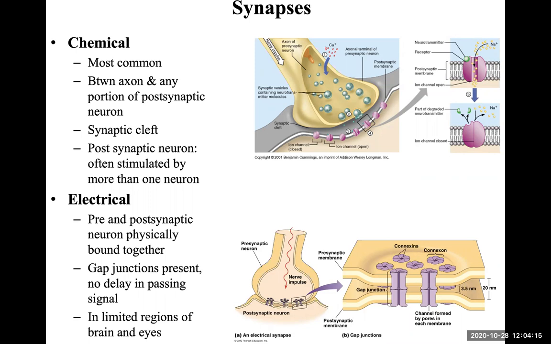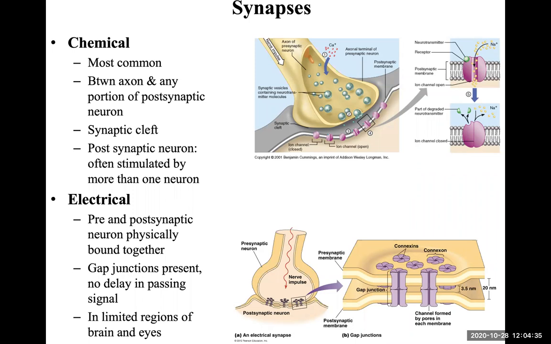When we talk about a neuron communicating with another neuron, the neuron whose axon, whose synaptic terminal, is synapsing with the dendrites of another neuron, we call that neuron the presynaptic neuron. And then we call the neuron that is receiving the signal via its dendrites the postsynaptic neuron.